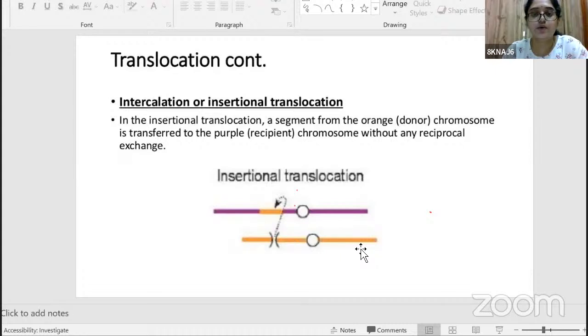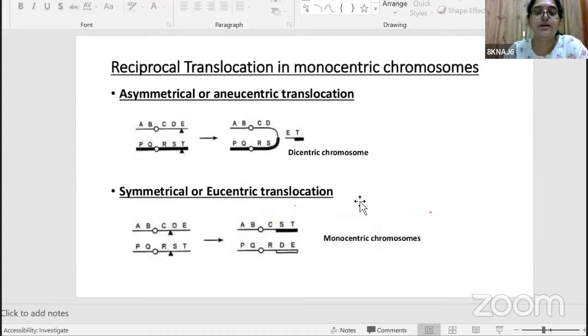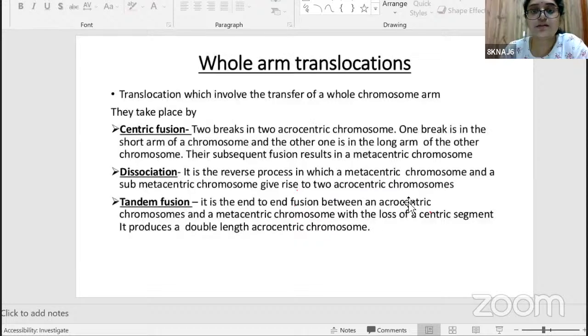So orange is the donor chromosome, purple is the recipient chromosome. And you have asymmetrical or eccentric chromosomes also, wherein you have the rearrangement of the gene segments or the chromosomes taking place. Or else you have whole arm translocations, which involves transfer of the whole chromosomal arm, the P arm or the Q arm altogether. So you have a centric fusion or a dissociation or a tandem fusion in it.